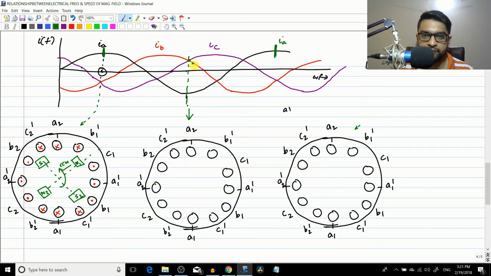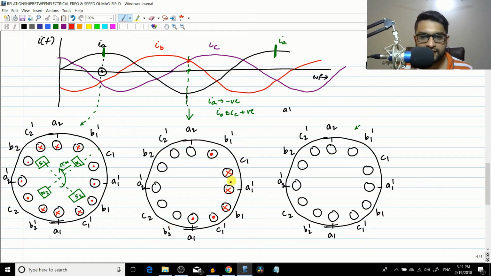So let us take an intermediary position, which is this point here. You can clearly see here IA is negative. The black one is IA, it is negative, and IB and IC are positive. As per convention, if IA is negative, A1 will have a dot and A1 dash will have a cross. Similarly, IB and IC are positive, therefore B1 will have a cross and B1 dash will have a dot, C1 will have a cross, and C1 dash will have a dot.